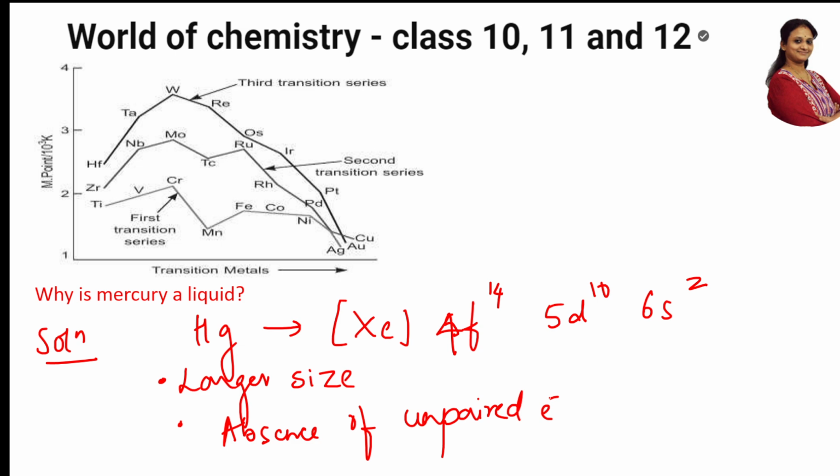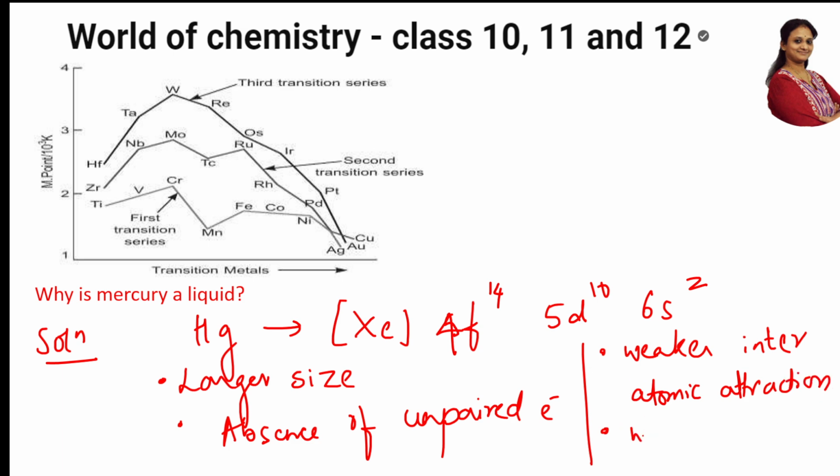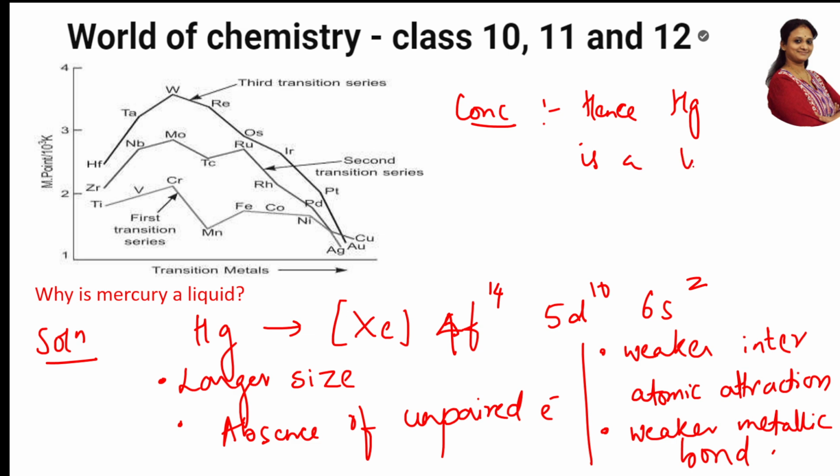Absence of unpaired electrons. Now what else, students? Because of this absence of unpaired electrons, what will happen? Weaker interatomic attractions. Because of this, what will happen? It will have a weaker metallic bond. Now, because of all these reasons, mercury is a liquid. You'll write the conclusion like this: hence mercury, Hg, is a liquid. Is it very easy, students? You're just going to write in these terms and finish off your answer.